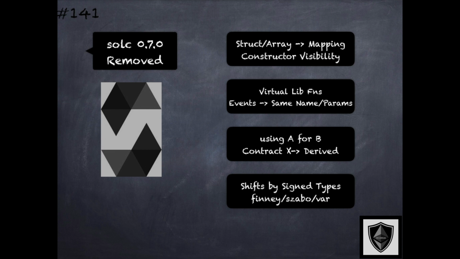The ether denominations of finney and szabo were considered as rarely used and therefore were removed as of this version. The keyword var was also removed because this would until now parse but result in a type error. It just results in a parser error as of this version.